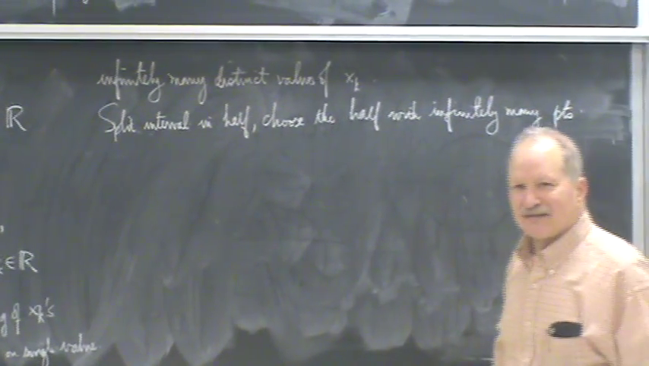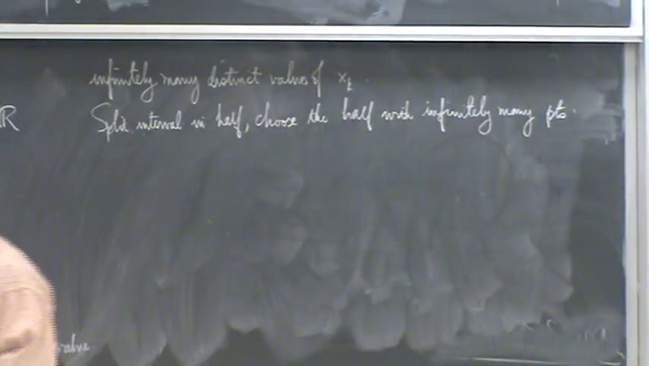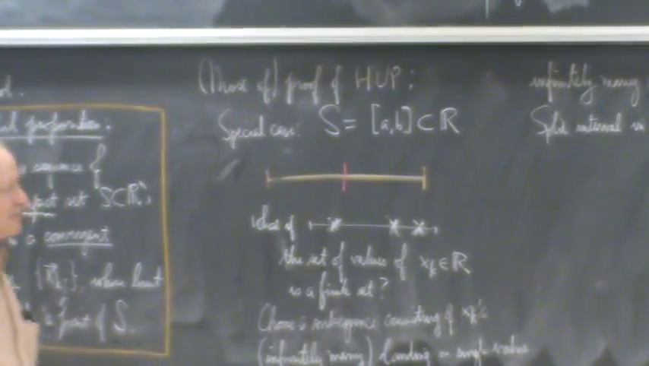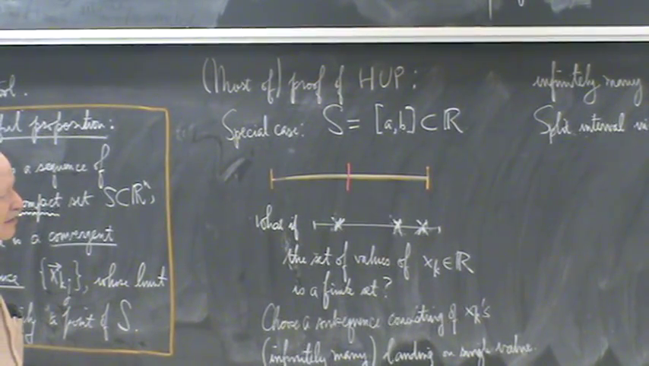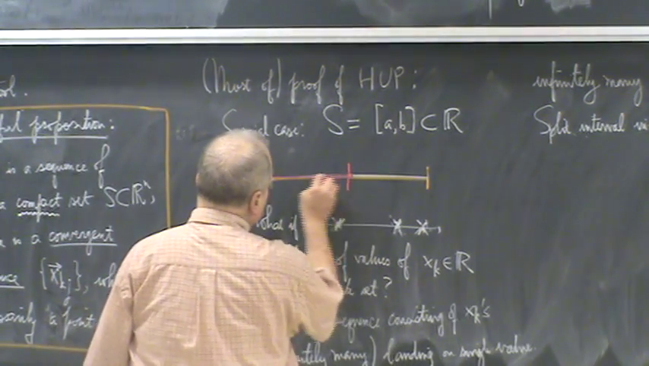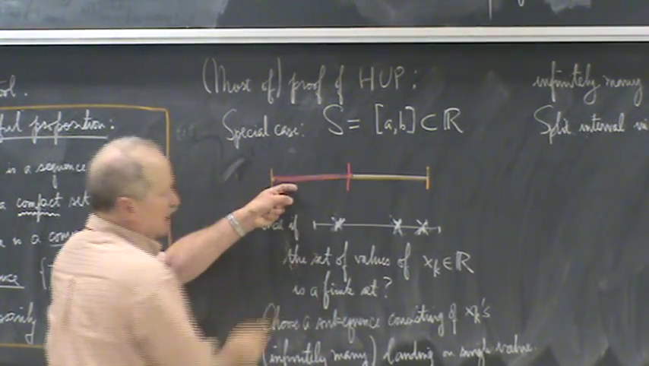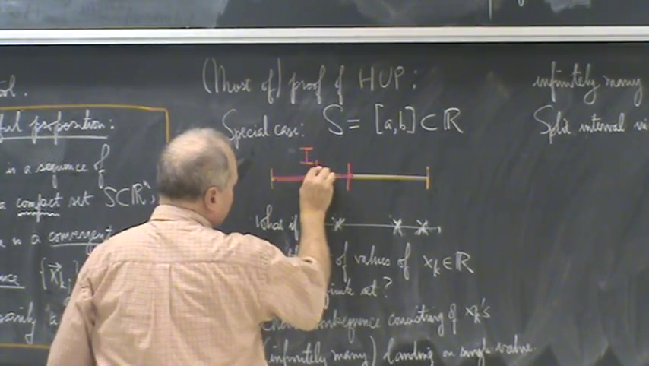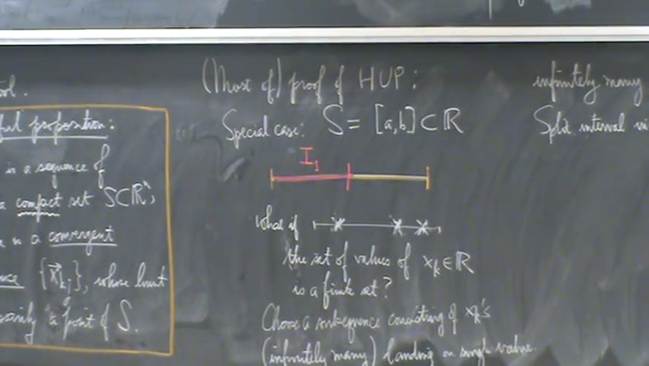Now you may complain, I hear you complaining right now, that there might be infinitely many in both halves. Fine, pick the left one. So the rule is going to be, if both halves have infinitely many, choose the left one. That's now my next interval. And I'm going to repeat this process ad infinitum.